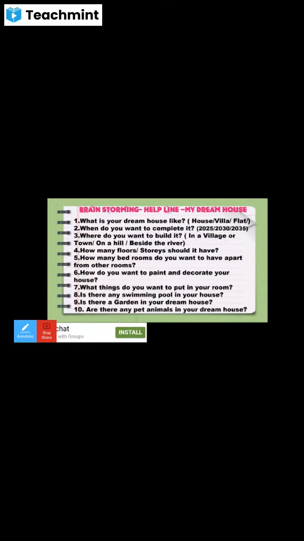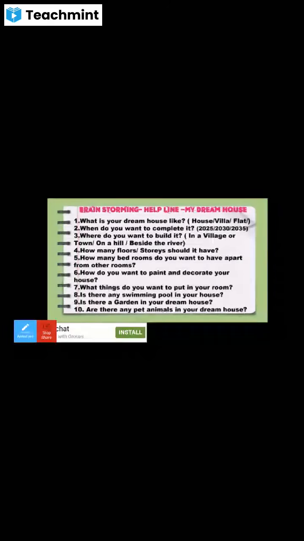You can follow these ten things and imagine your dream house. What are the qualities of my house, where I build my house, which colors I want to use. You can follow these things and write about it. You can write about your dream house and talk about it to your friends or family members. I hope you will do this.